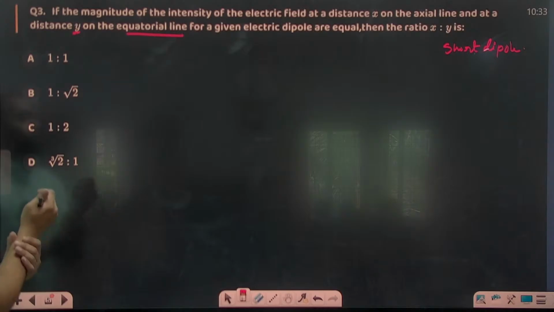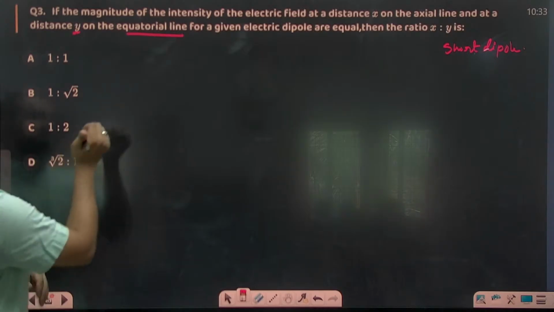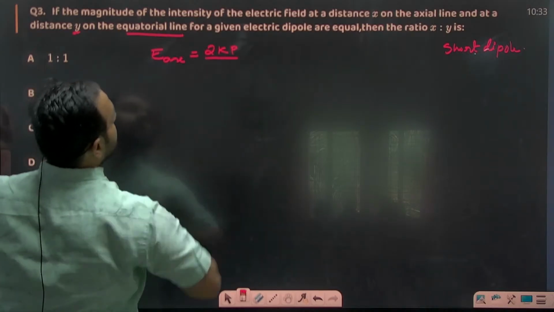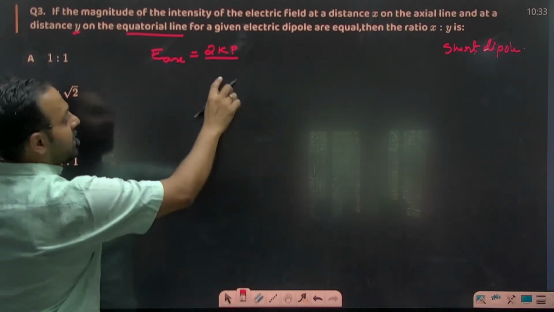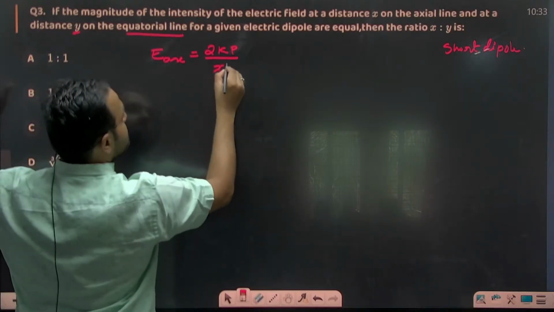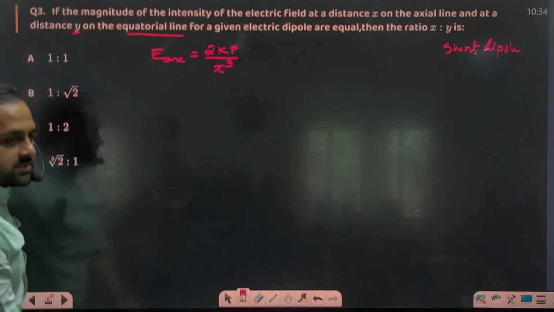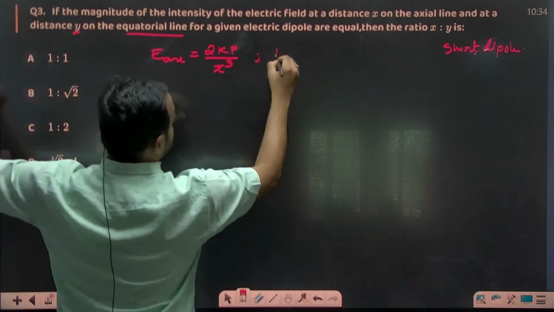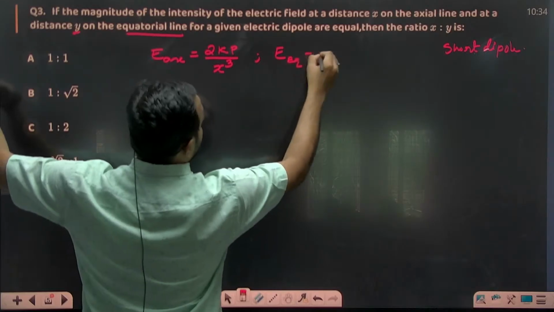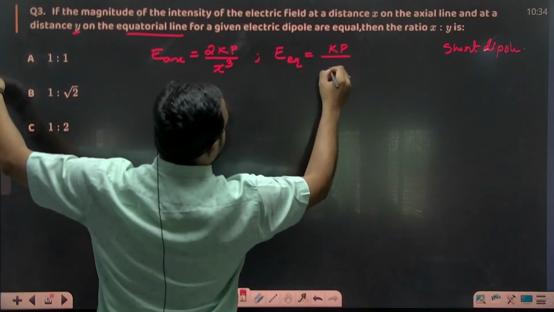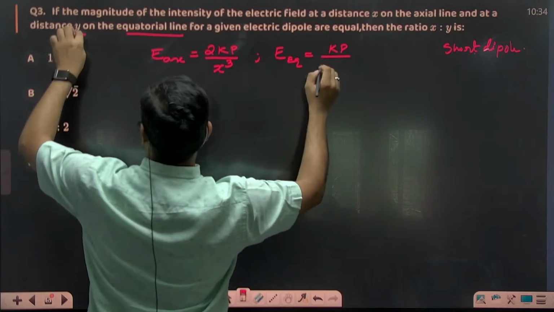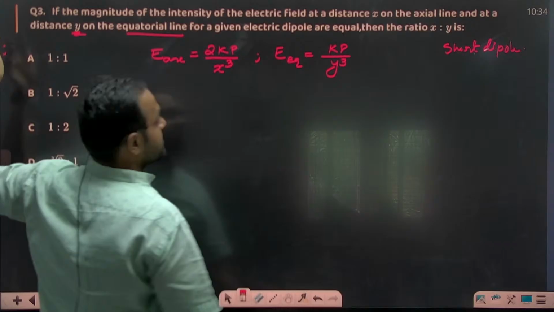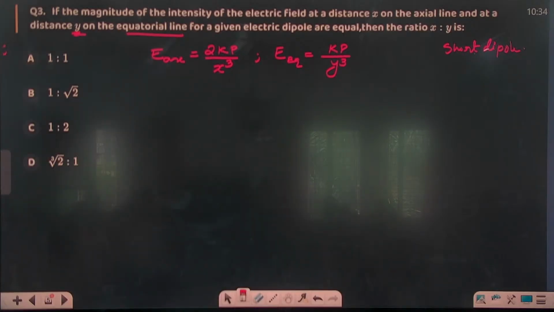Okay. So on the axial line, what is the electric field? 2 kp divided by r cube. Here r is given as x. So can I write it as 2 kp divided by x cube? And what is the formula for equatorial? Equatorial is simply kp divided by r cube. R in this case is y. Since they are only talking about magnitude, the minus sign does not come.